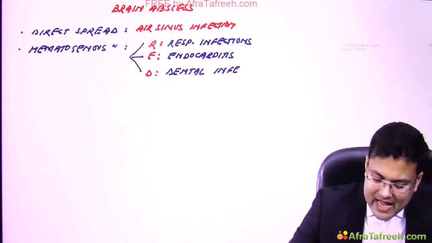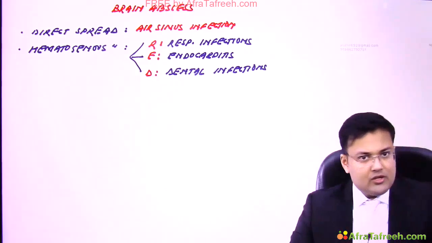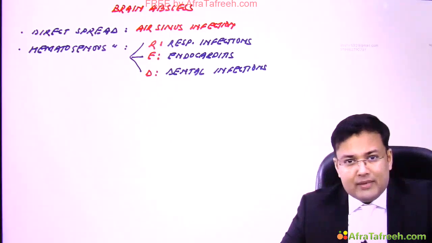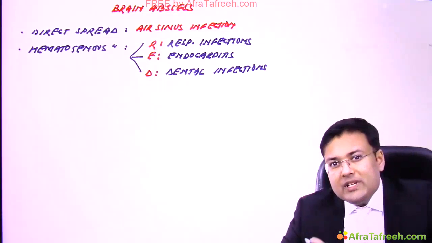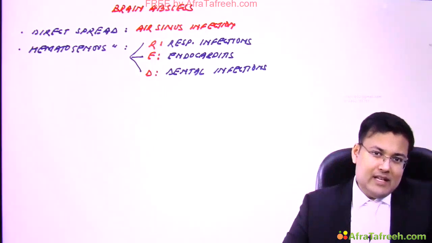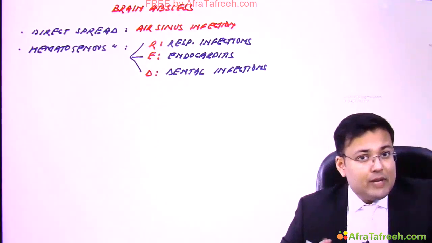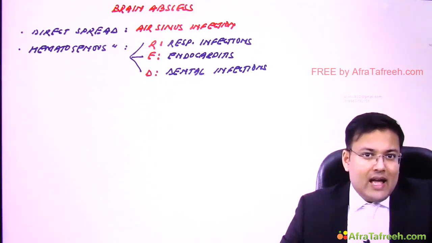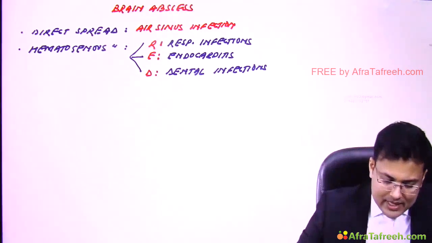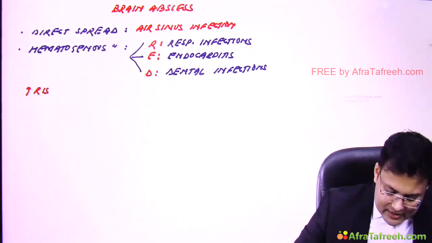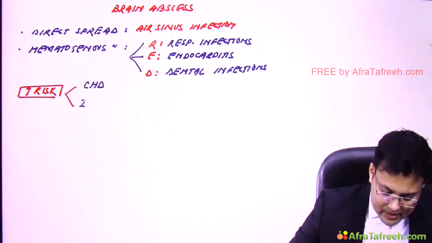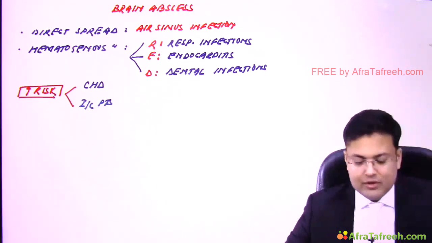We read in pediatrics that patients, especially children, who have cyanotic heart disease have an increased risk of brain abscess. And patients whose immunity is down also have an increased risk of brain abscess. So which patients? Immunocompromised patients. So there is increased risk of brain abscess in two categories. First, cyanotic heart disease, and second, immunocompromised patients like HIV positive patients.